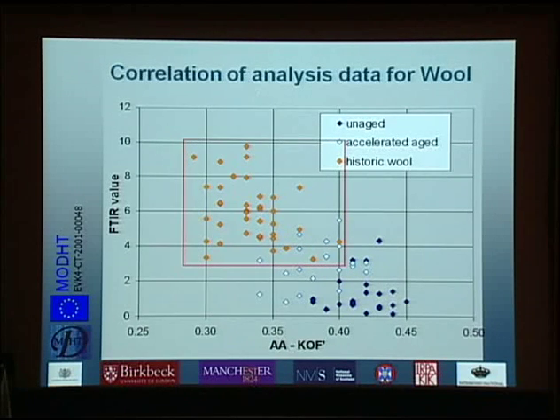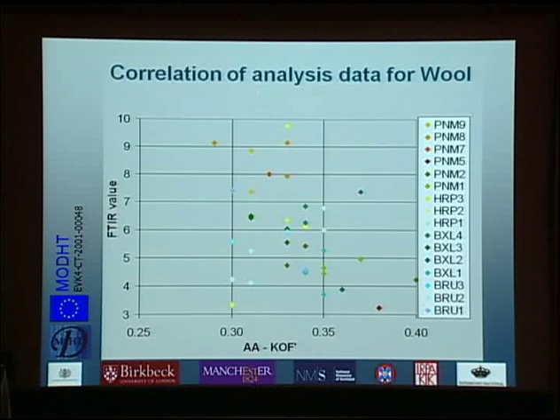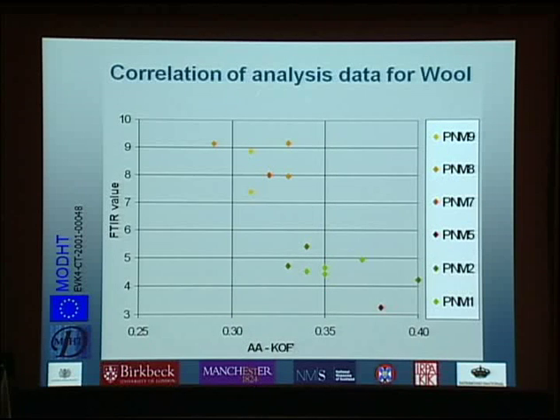We zoom in on the historic wool and then plot them or separate them out by tapestry. So these are all the codes for the different tapestries. And then only look at the Spanish tapestries. You can see clearly two groups here.